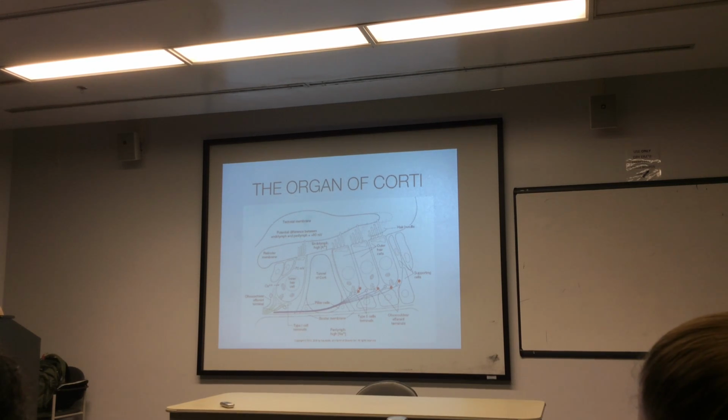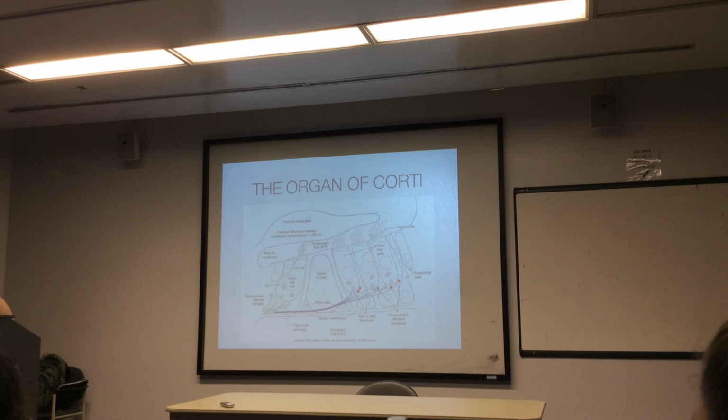So that ion concentration gradient will allow for potassium to enter into the cell, and then it'll activate these calcium channels to open and allow for normal release of neurotransmitters to the cochlear efferents. Any questions about that?